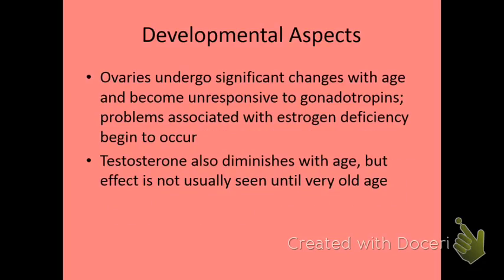Ovaries don't start to develop until puberty. Up to this point, the estrogen and progesterone are produced in the adrenals, and once puberty strikes, the ovaries kick in and increase the estrogen, and they go through the changes into adulthood. Testosterone also diminishes with age, but the effect is not usually seen until very old age. And now with Cialis and Viagra, some of these effects are even delayed or curtailed because of these medications.